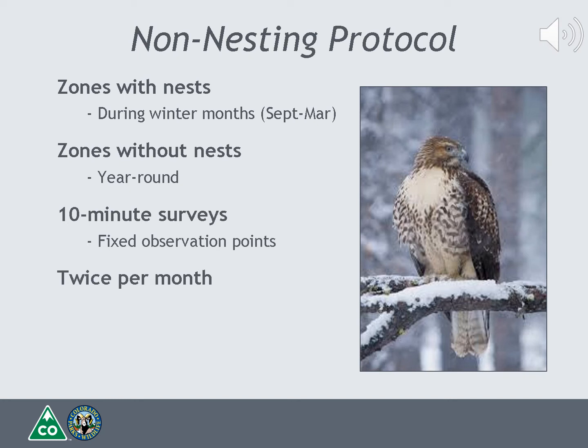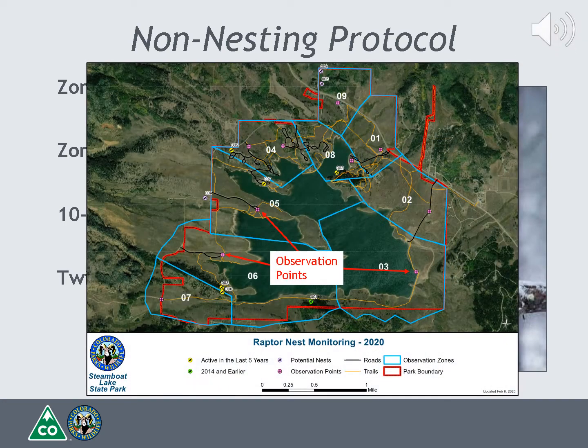When conducting the non-nesting protocol, you will conduct 10-minute surveys from a fixed observation point associated with a numbered observation zone at least twice per month. As you can see on this map of Steamboat Lake State Park, the observation points for each zone are marked as pink dots with black crosshairs.